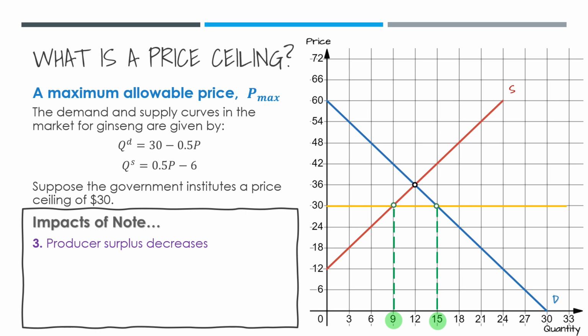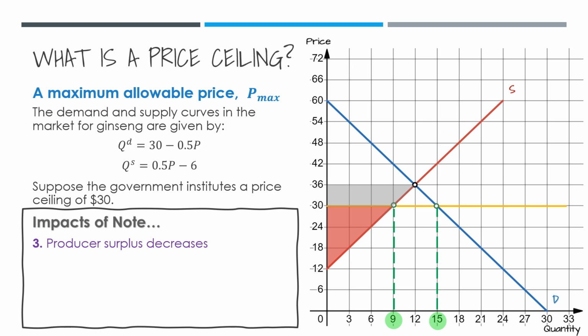The third impact of this price ceiling is that producer surplus is going to decrease. Without the policy, the producer surplus is this gray shaded area. Remember, that's just the region below the equilibrium price of 36 and above the supply curve from 0 to 12 because 12 units are bought and sold. Once the policy is introduced, the producer surplus is going to shrink to this red shaded area. The reason why this producer surplus is smaller is because fewer units are supplied, 9 instead of 12, and the price is lower, 30 instead of 36.